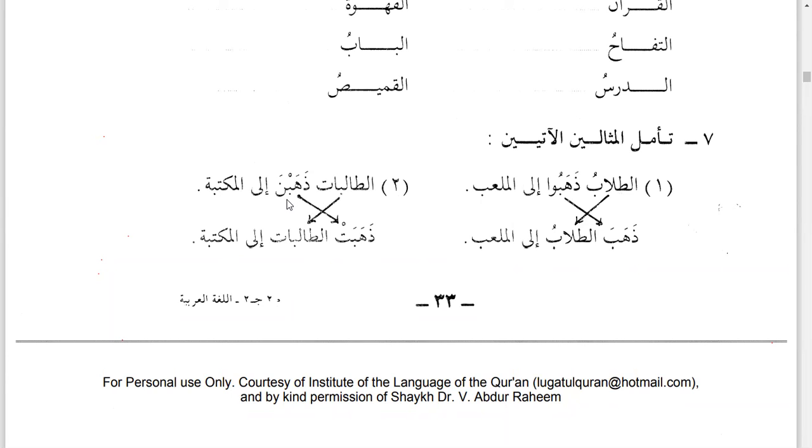So why is the predicate dhahabna and why not dhahabat? Hunna is a predicate, sir. Yeah, hunna dhahabna ila al-maktabati. So basically hunna is the predicate. So at-talibatu is the subject and hunna is the predicate. However, dhahabna ila al-maktabati, the complete verbal sentence, can come as predicate as well. So we will say the complete verbal sentence is the predicate.